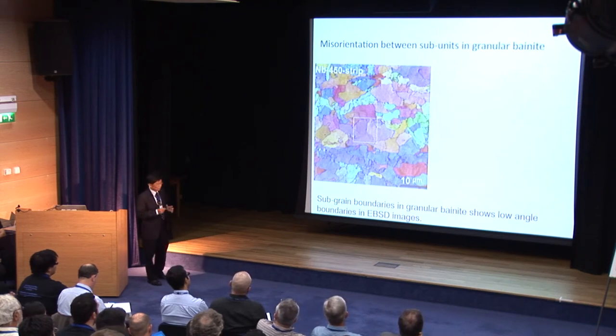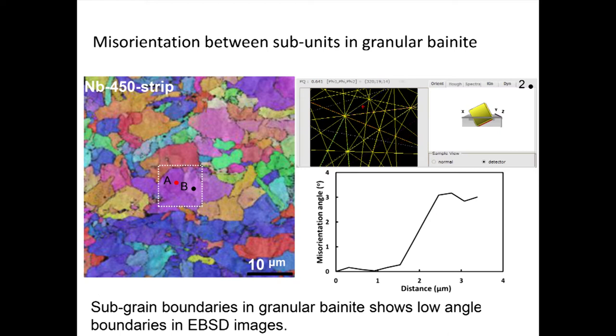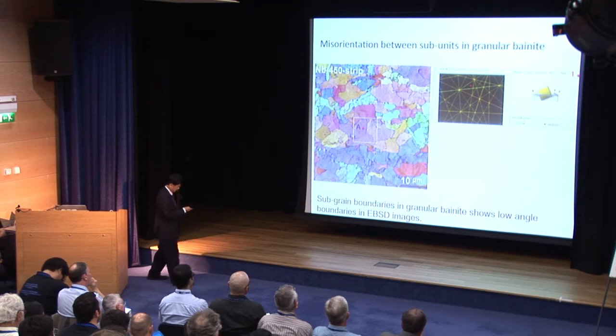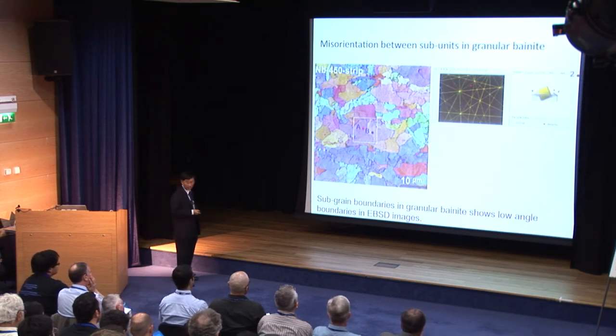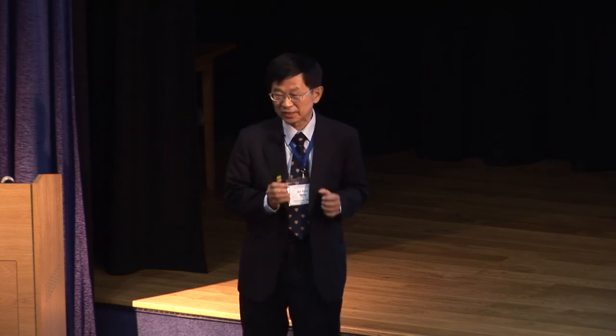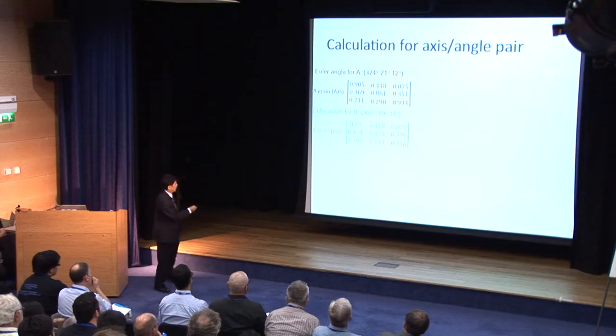Here, I would like to show you the EBSD technique, and how to use it to distinguish ferrite and bainite. Here is an example to show you the misorientation measurement between the subunits in granular bainite. This is subgrain A, and we can get a Kikuchi pattern here. And this is subgrain B, and we can get a Kikuchi pattern here. In fact, through the software, we can easily get the misorientation angle. But precisely, we try to describe the misorientation by an axis-angle pair.